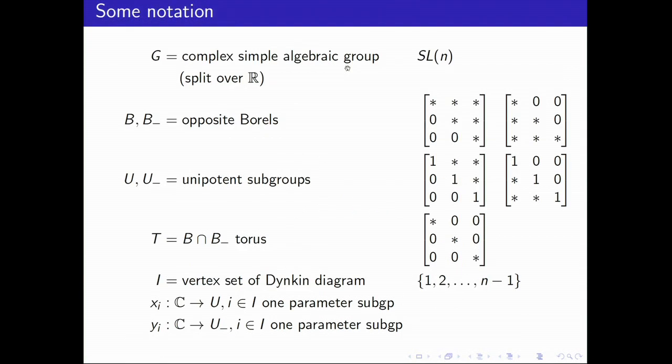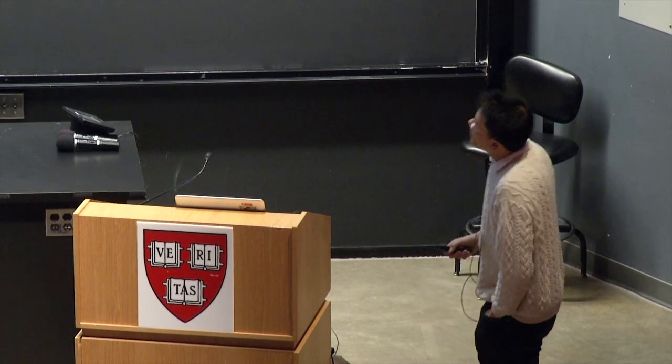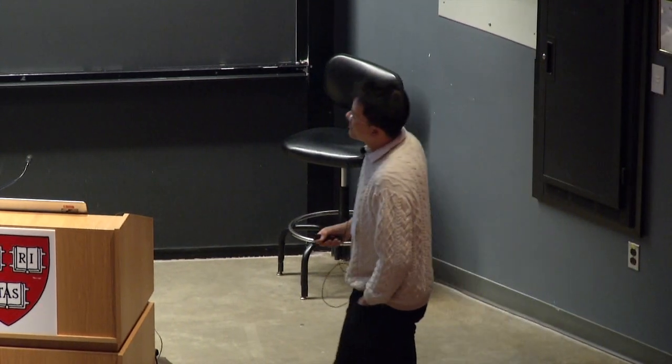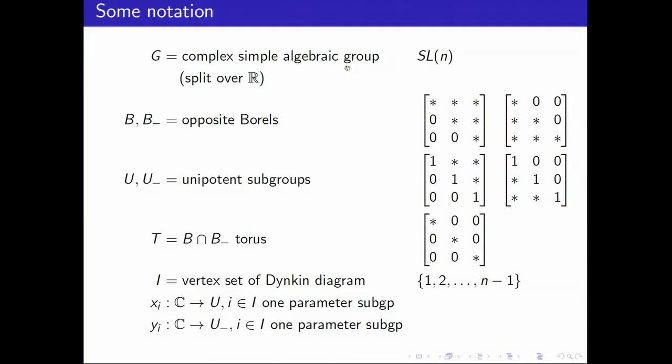So I'm going to introduce some notation, which will be in place for most of the talk. I'm going to let G be a complex, simple algebraic group, connected. Let B and B^- be opposite Borels, U and U^- be their unipotent subgroups, T to be the torus, and I to be the vertex set of the Dynkin diagram.